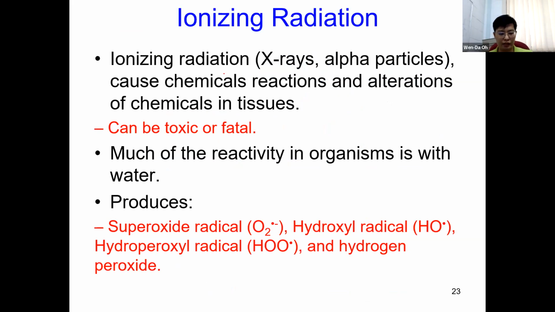So the next environmental hazard or chemicals will be belonging to ionizing radiation. This ionizing radiation can actually cause a lot of problems in terms of its ability to cause ionization of certain chemicals in your body. Okay? It can cause chemical reactions. It can cause alterations of chemicals in your tissue. Okay? In other words, it can cause abnormality.